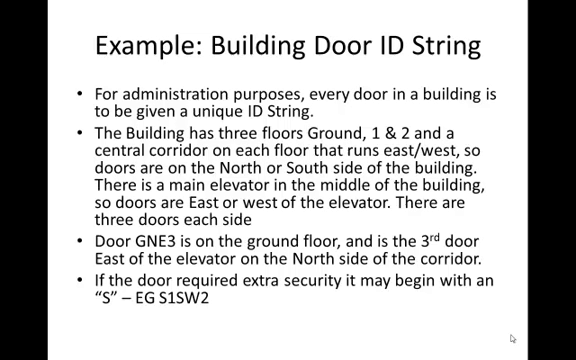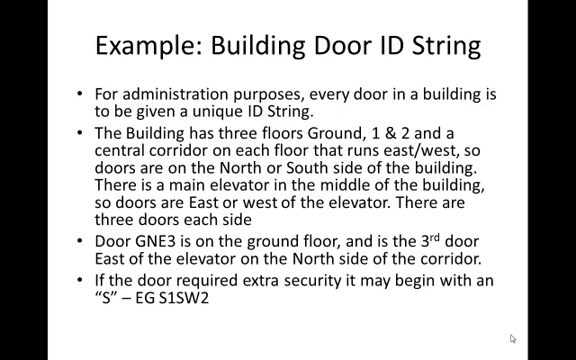So for administration purposes, every door in some building is going to be given a unique ID string, or like a door number. The building has 3 floors, ground, 1 and 2, and a central corridor on each floor that runs east-west, so there's a north side of the building and a south side of the building, so the rooms are either on the north side or the south side. And then there's a main elevator in the middle, and the doors are either east or west of that elevator, and there are only 3 doors on each side, just to make it simple.